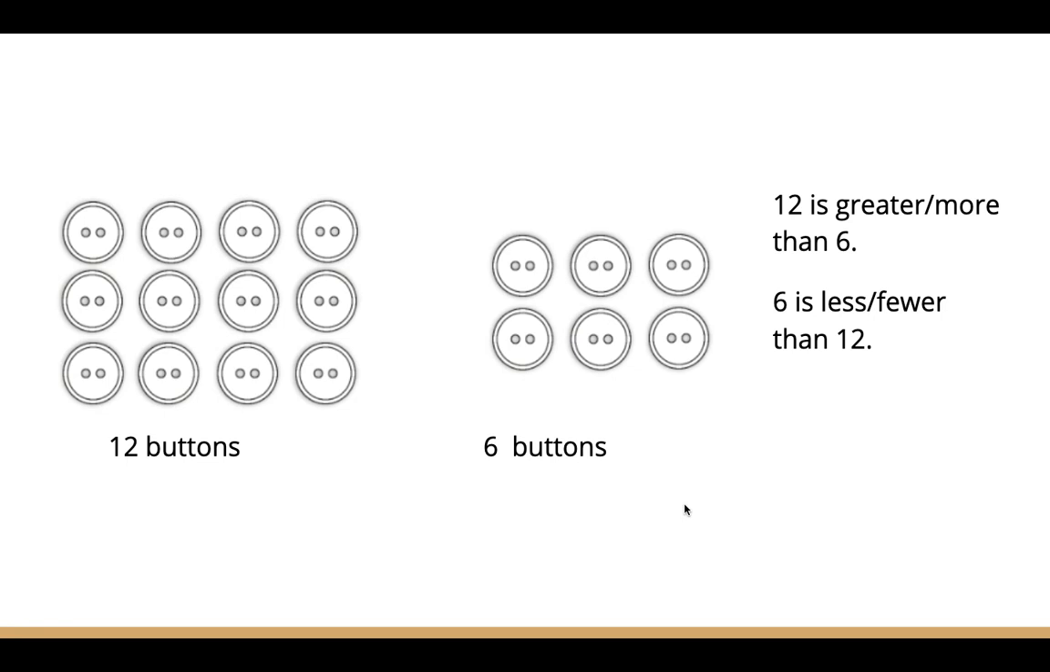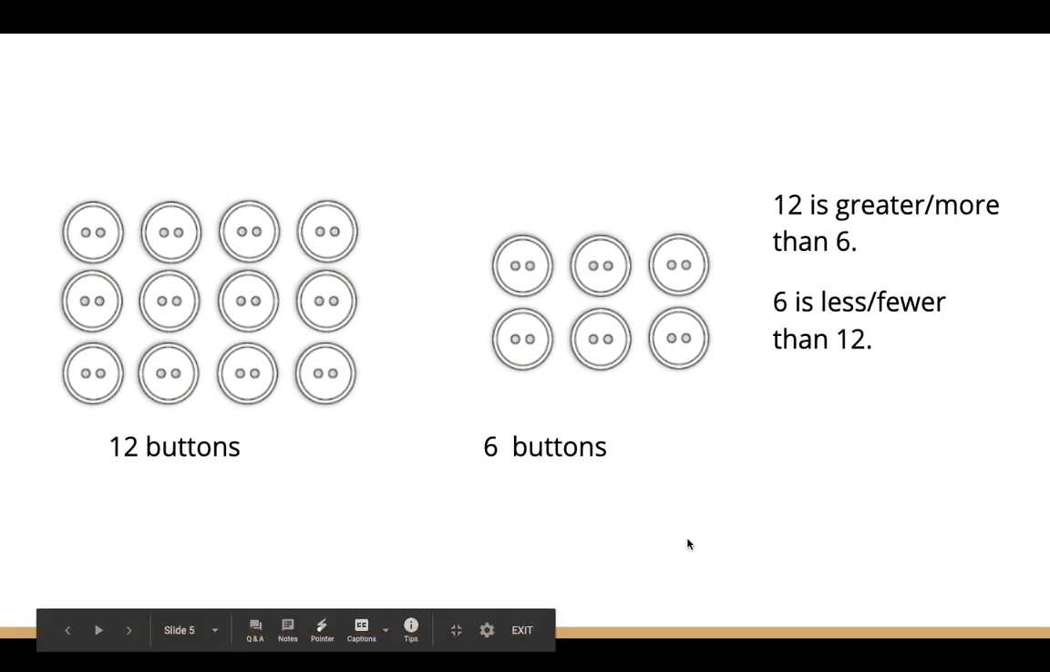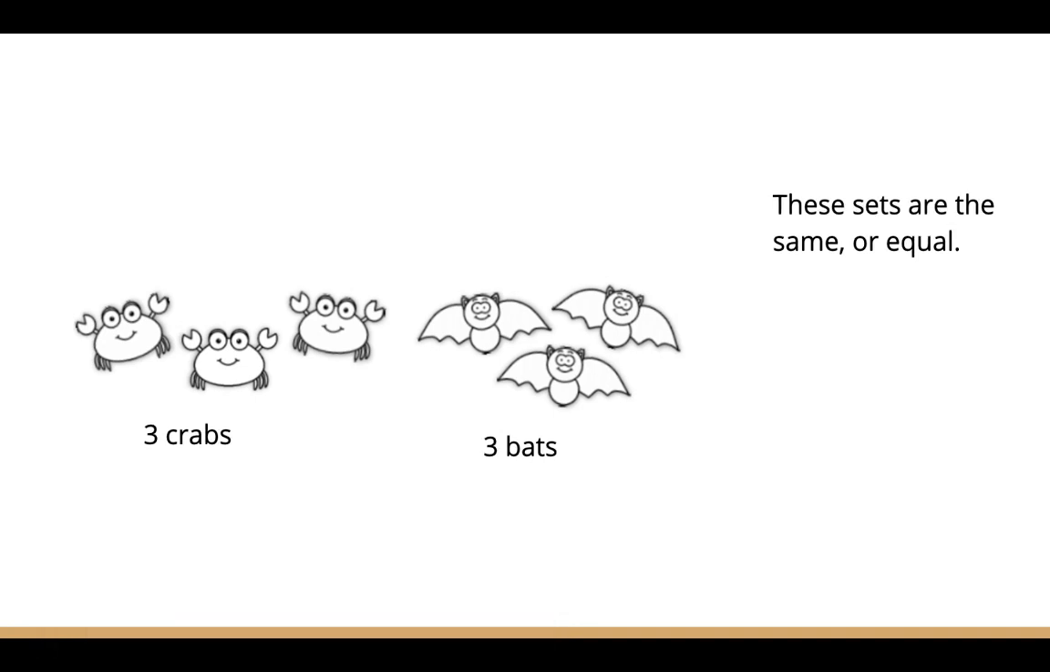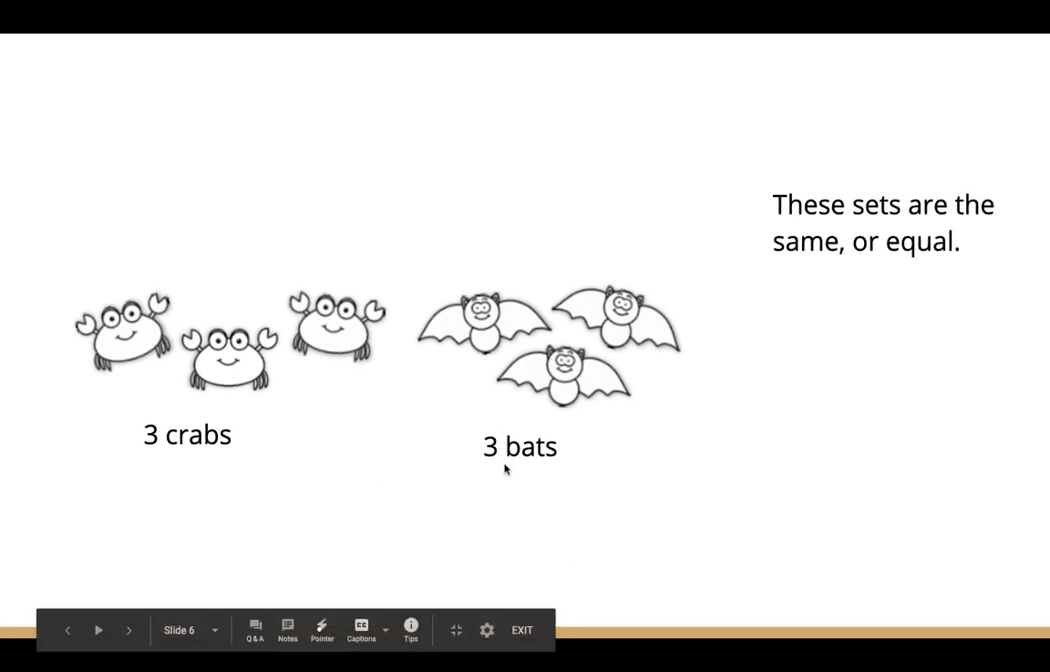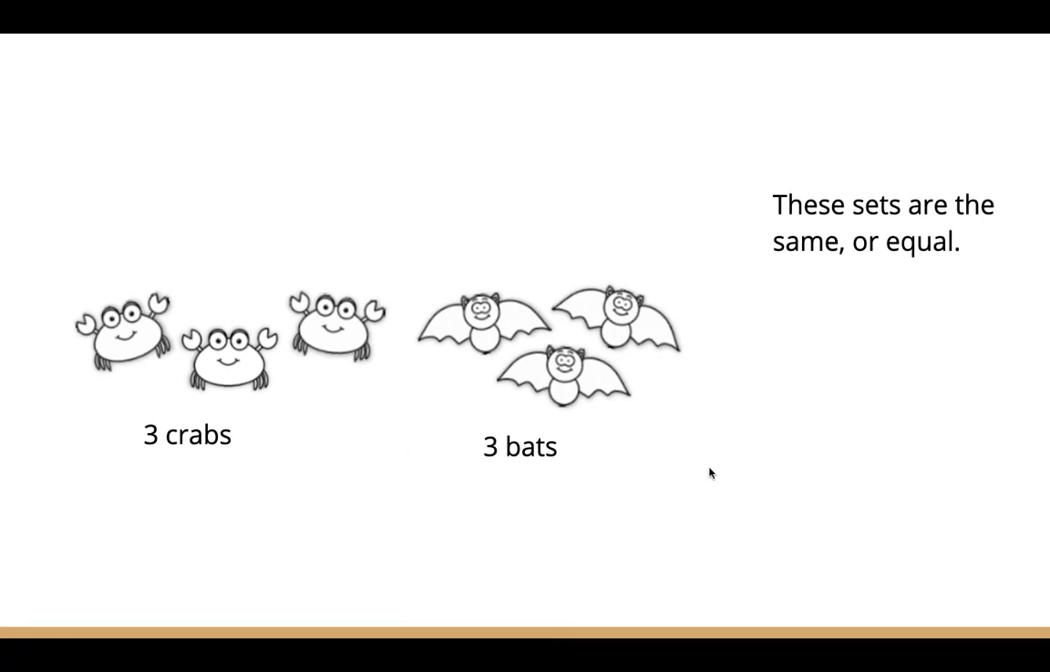So there are a few different ways you could do it. Again, in class, we talked about one of the easiest ways, especially as the numbers get bigger, is sometimes just to line them up side by side with a buddy. It can visually be a great way to tell quickly which one has more and which one has less. And lastly, in this picture, we have 3 crabs and 3 bats. So these sets are the same or equal.